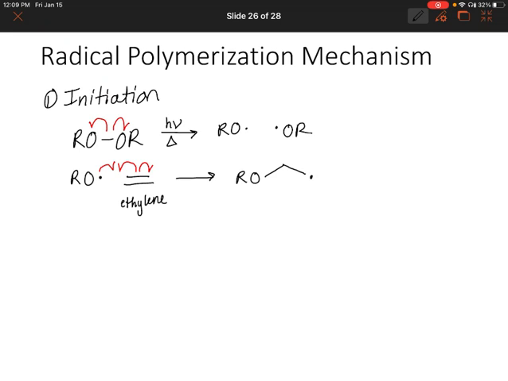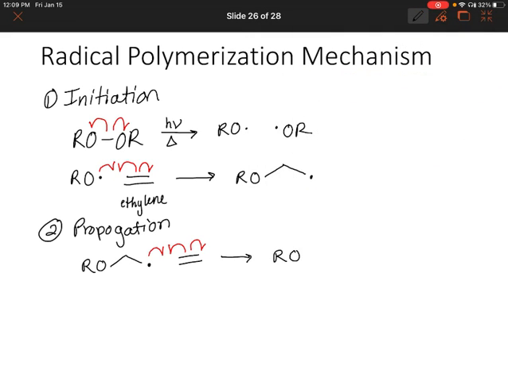Okay, so then in our next step, the propagation steps, that radical we just formed is going to react with another ethylene molecule. So we're going to couple them together there, and we're going to form another covalent bond. But this will still be a radical. So now we can add another ethylene molecule, do the same thing, and we're just going to do this over and over and over again until we get a super long chain.